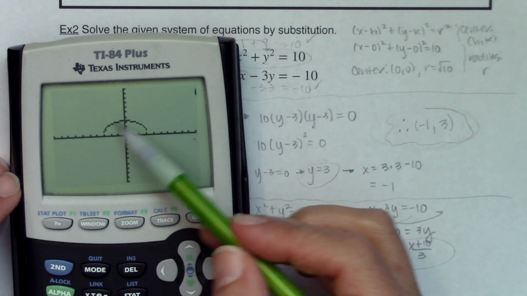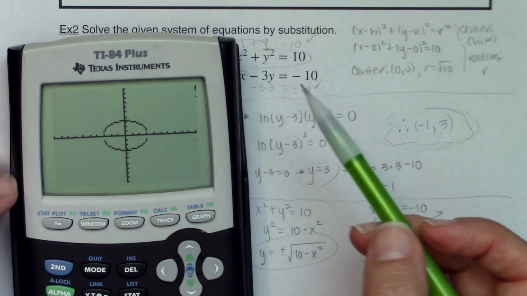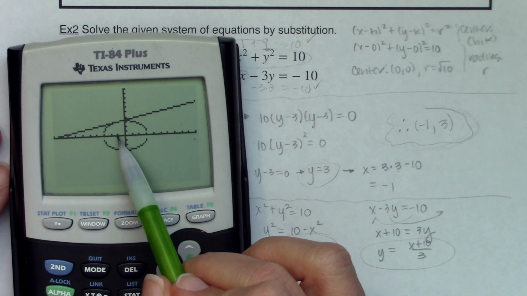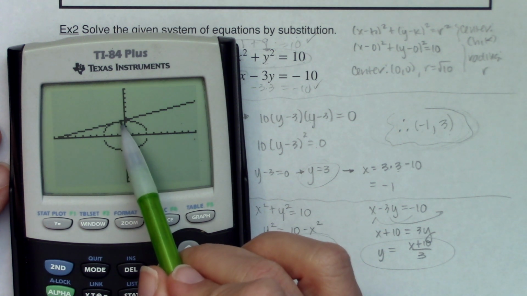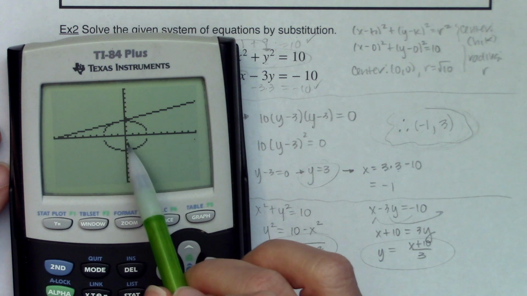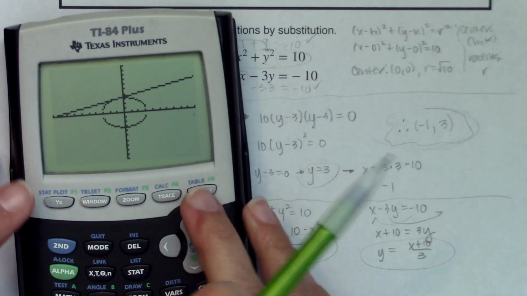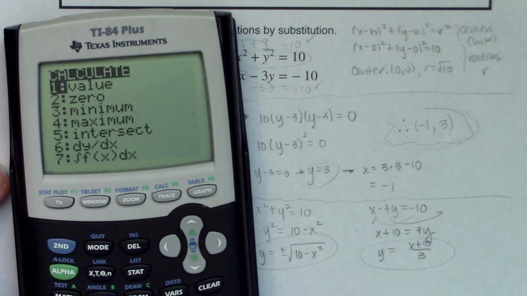All right, so there's my circle. It looks a little smushed. It looks like an ellipse. It does look like they're intersecting. Maybe that's at negative 1, 3. It's pretty close, so we sort of have visual confirmation. But let's see if we can get this to intersect. So I'm going to hit second trace, option 5.